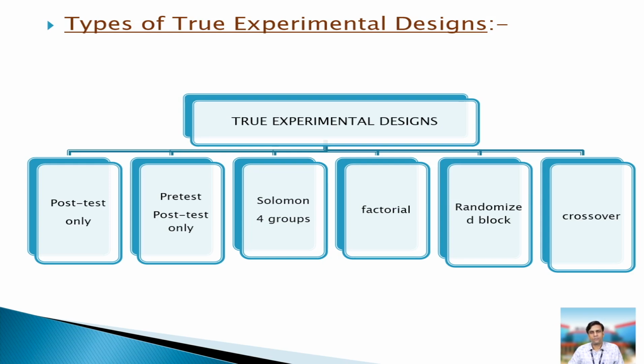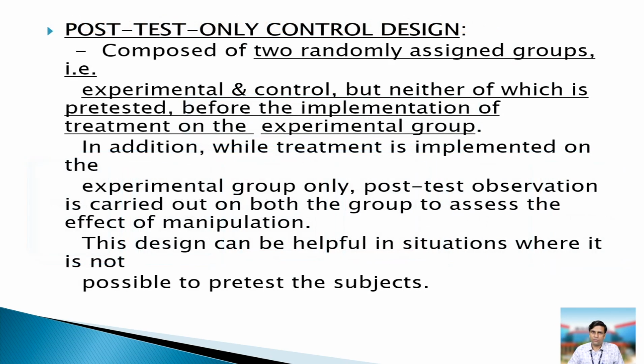So if we see the first type of true experimental research design, it is the post-test only control design. It is composed of 2 randomly assigned groups, that is experimental and control, but neither of which is pre-tested, because its name is post-test research design only. So only post-test is done in this particular research design.